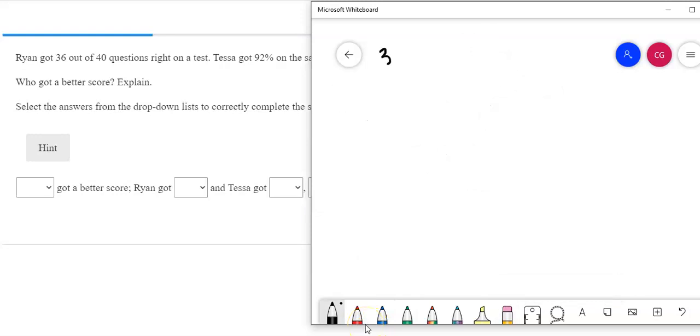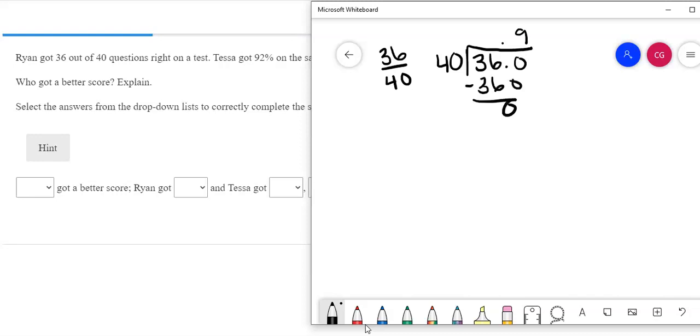So we're going to change this 36 out of 40 into a percent. And to do that, I'm going to do 36 divided by 40. 40 does not go into 36, so I'm going to add a decimal and a 0. 40 times 9 is 360. This is a decimal. To get it to a percent, we move it 2 times to the right. 1, 2. So our decimal's here. In this blank, we have a 0, so 90%.